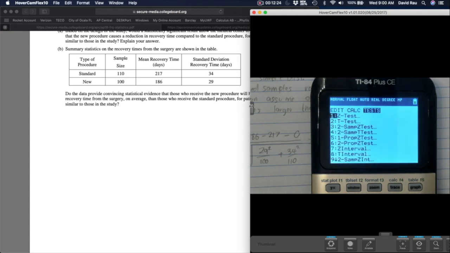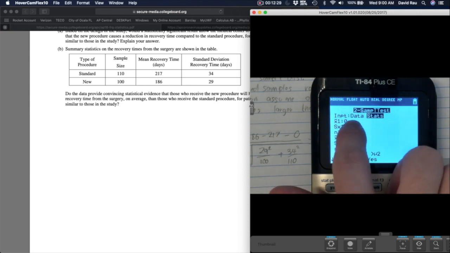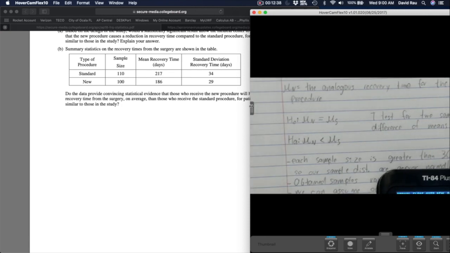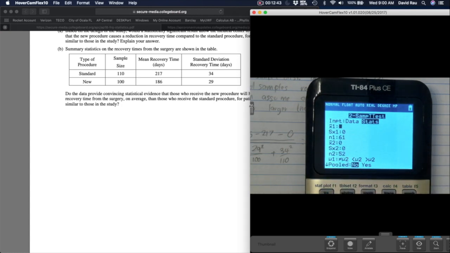So stat, tests, we're doing a 2-sample t-test, and we're going to input our data in stats, not data. We only have a summary of the statistics, not the actual data. So I'm going to make one. One should be in the order of your hypotheses, so I'll make one the new. So again, the new mean sample was 186. The standard deviation was 29, and the sample size was 100. For the second one, it was 217, 34, and 110, and we're testing that the second is greater, or in other words, that the first is less than the second.